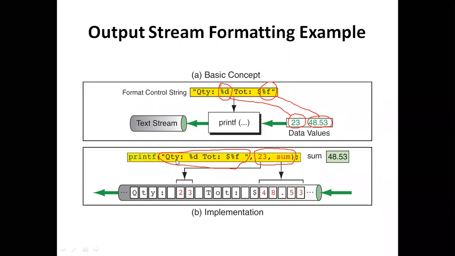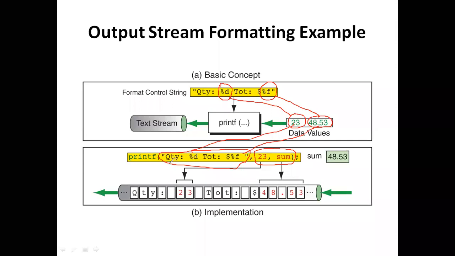After quality, which type of value do we want to display? Percentage d, which is nothing but an integer based value. And here we want to display a floating point based value.